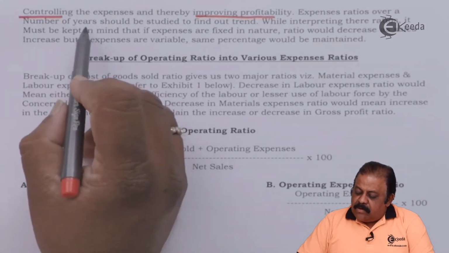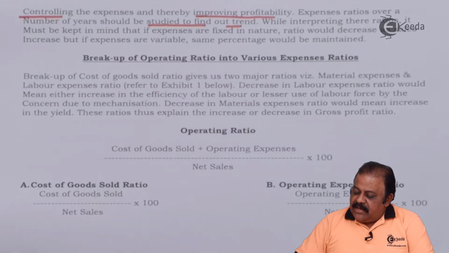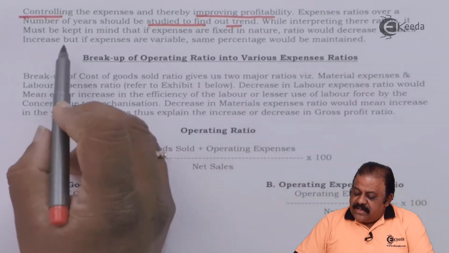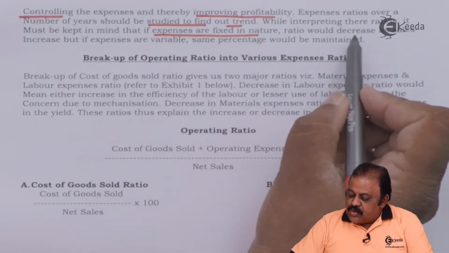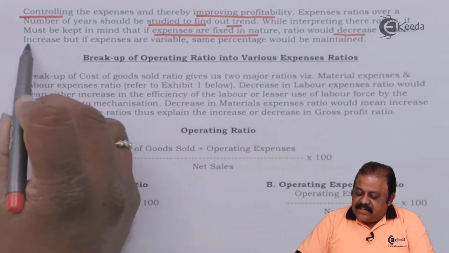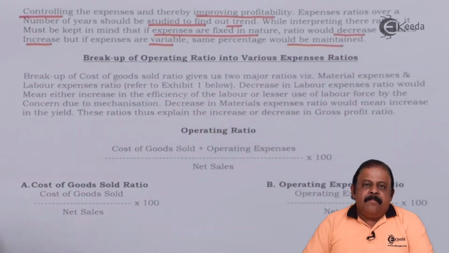Expense ratios over a number of years should be studied to find out the trend. While interpreting these ratios, it must be kept in mind that if expenses are fixed in nature, the ratio would decrease as sales increase. But if expenses are variable, the same percentage would be maintained.